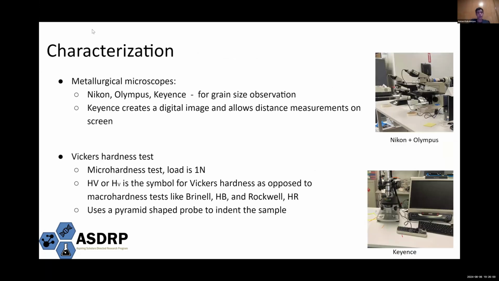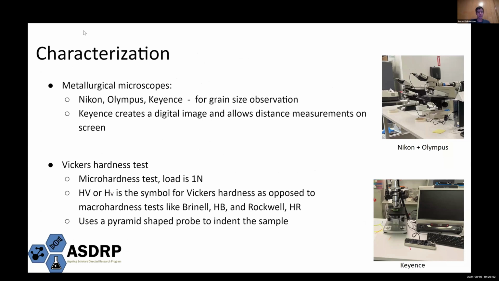So once these samples are all processed, we have to characterize them and observe them. Firstly, we have our metallurgical microscopes to observe the grain boundaries and the grain microstructures. We use the Nikon and Olympus optical microscopes, which are very useful for observing these grain microstructures. We also have the Keyence digital microscope, which creates a digital image and allows for analyzing the height and distance measurements on the screen and on the computer.